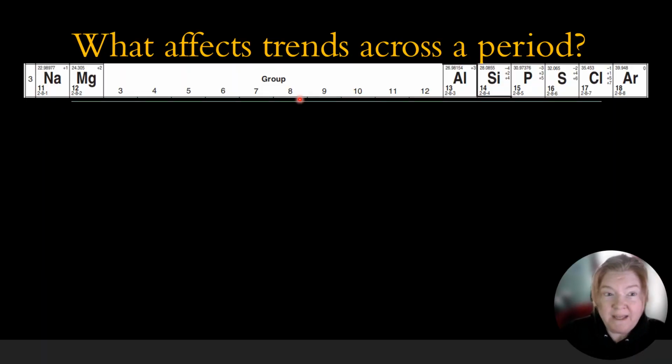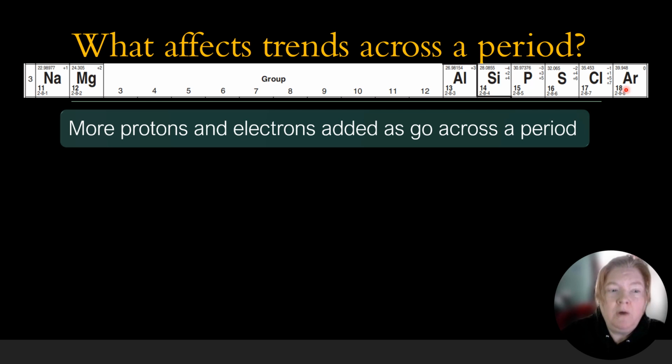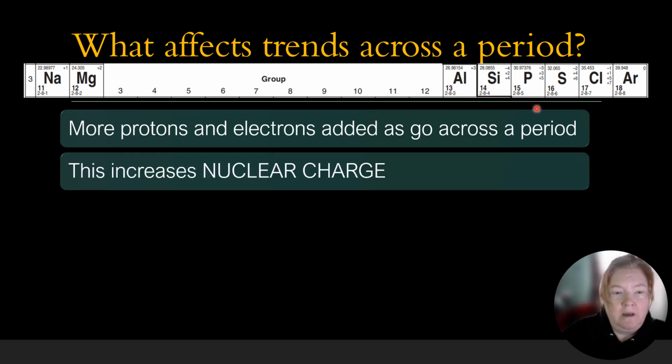Okay, so what affects trends as you go across a period? So here's an example, seeing period 3. What affects trends going across a period? Well, more protons and electrons are added as you go across a period. So you can see sodium has 11 protons and then 11 electrons as an atom. Magnesium has 12, aluminum has 13, silicon has 14.